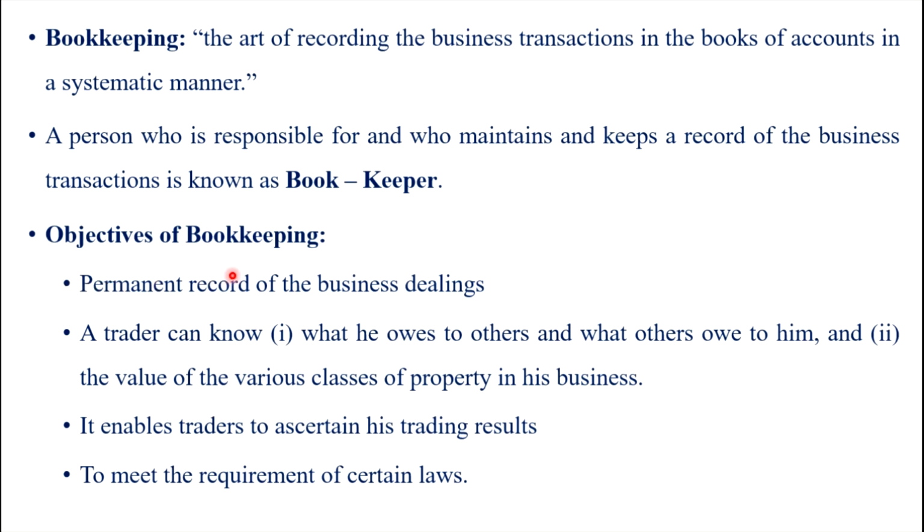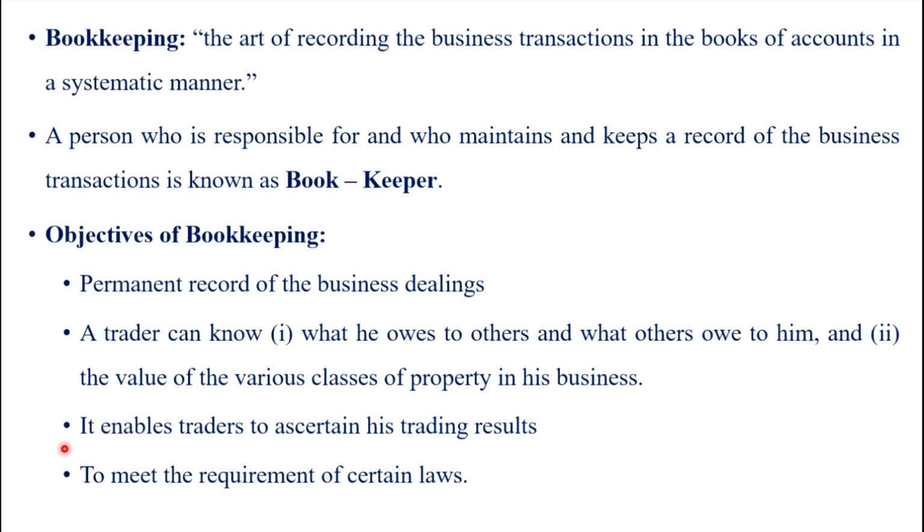What are the objectives of bookkeeping? It is not possible for anyone to remember all the transactions. That's why bookkeeping serves as a permanent record of the business dealings and it can be produced as evidence whenever required. The second objective of bookkeeping is that a trader can know what he owes to others and what others owe to him. This means he can easily know who are the debtors and who are the creditors and the value of the various classes of property in his business.